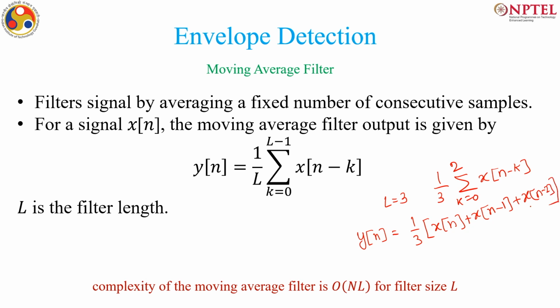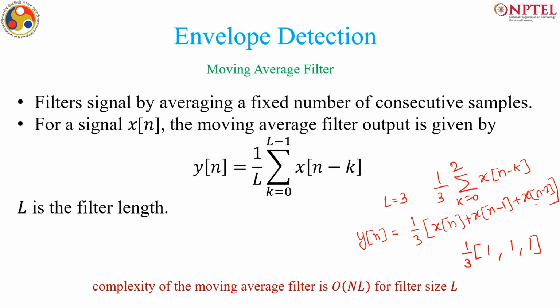Now, this is a causal moving average filter. Why causal? Because the output here does not depend on any future value of my input. But in some implementations which are not real time, they can use non-causal implementations also, where instead of taking x of n minus 2, they take x of n plus 1. And typically if you see, this is the kernel 1 by 3 times 1, 1, 1, which is doing the average of the past 3 values of the signal.